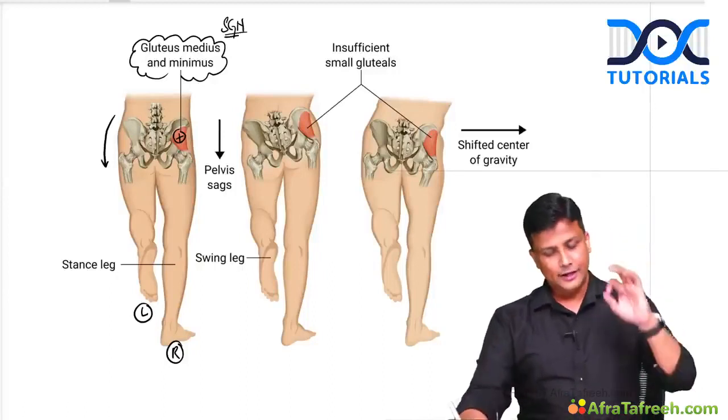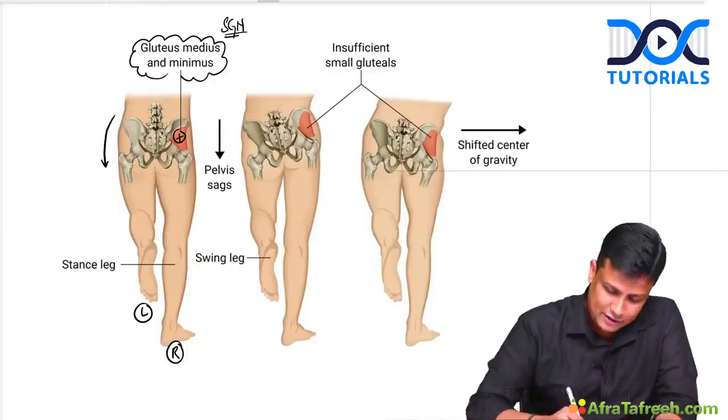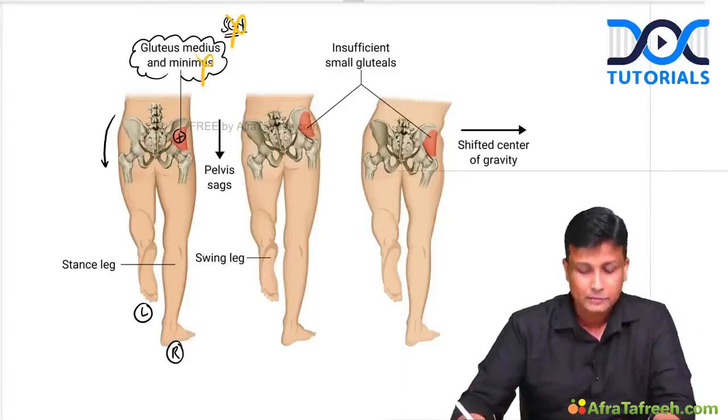Now, sometimes what will happen is that if this superior gluteal nerve is injured, then the medius and minimus will be gone. They'll be paralyzed.